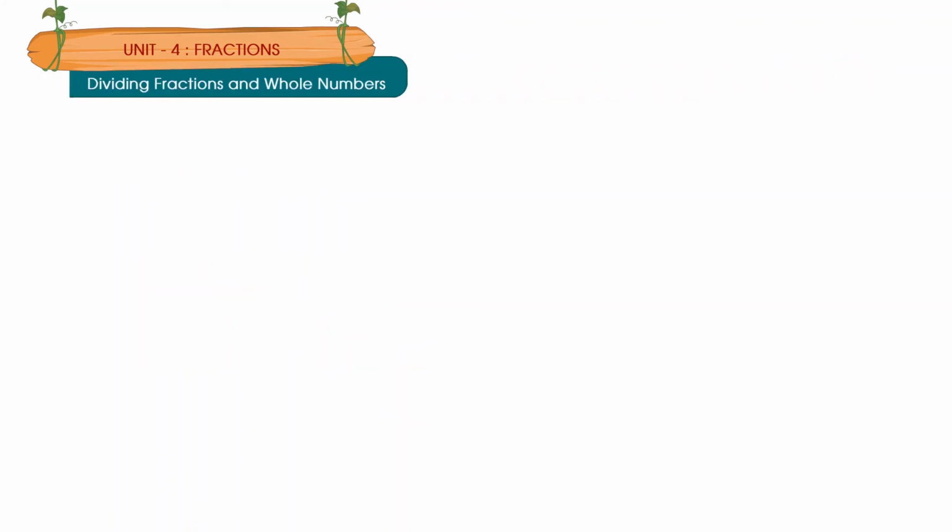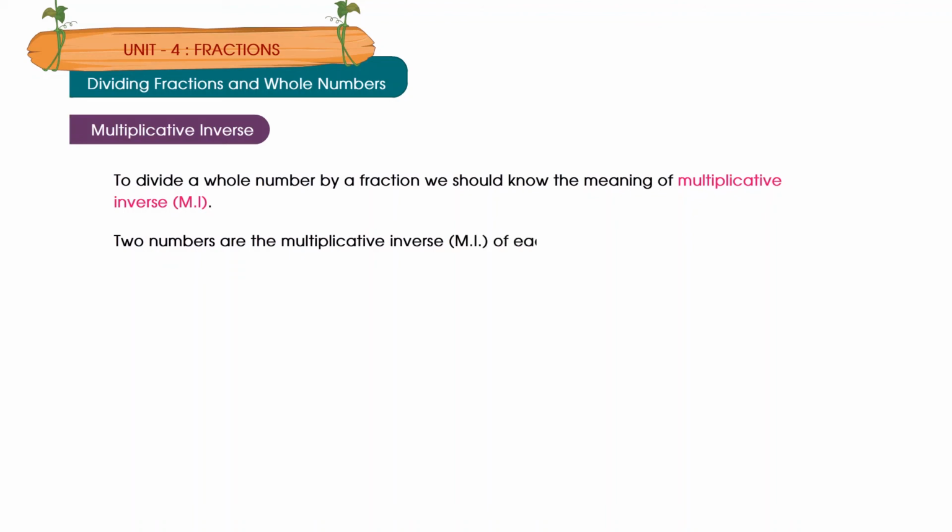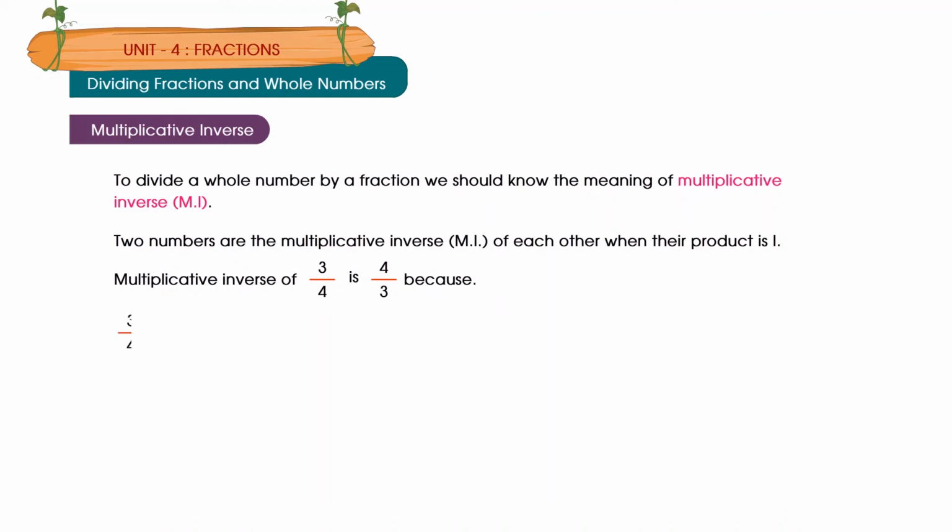Dividing fractions and whole numbers. Multiplicative inverse. To divide a whole number by a fraction, we should know the meaning of multiplicative inverse, MI. Two numbers are the multiplicative inverse of each other when their product is 1. Multiplicative inverse of 3/4 is 4/3 because 3/4 × 4/3 = 12/12 = 1.